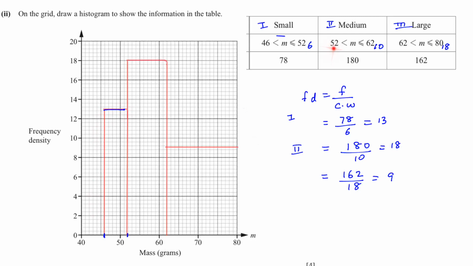The other one is from 52 till 62, and the height is 18. So we draw the bar till 18. And for the third one, the height is 9, and it is from 62 till 80. So you are done with your histogram.